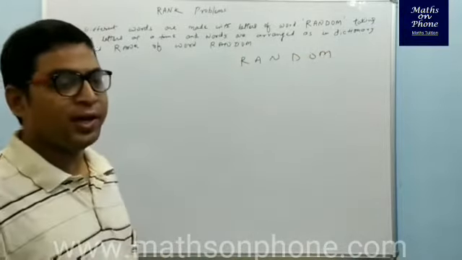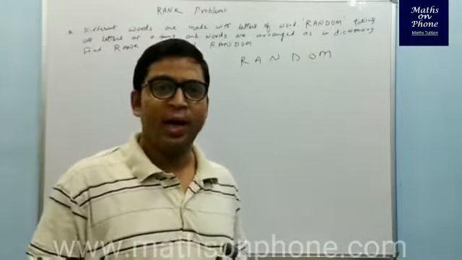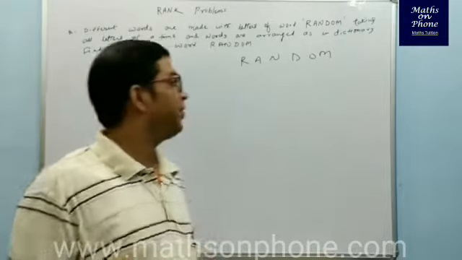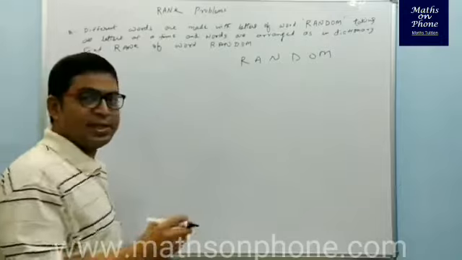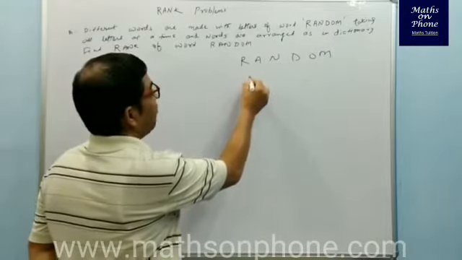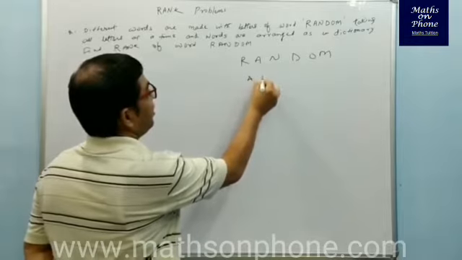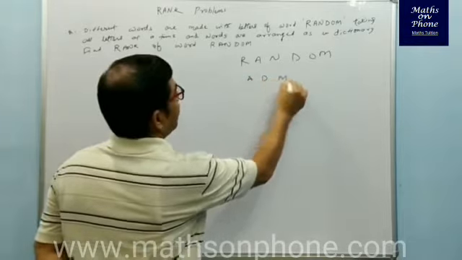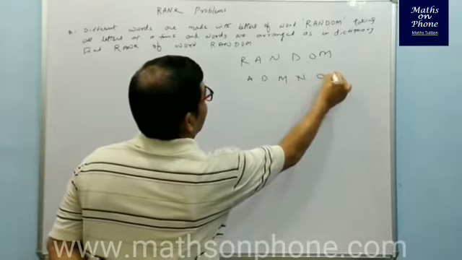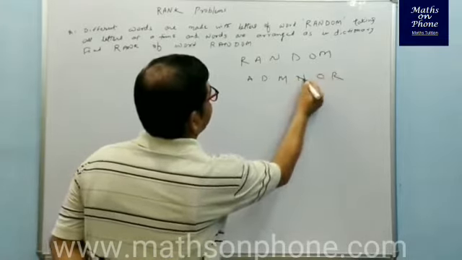I am just giving you a technique. You follow that technique and that will make finding the rank very easy. You arrange these letters alphabetically. Alphabetically, A will come first, then D, then M, then N, then O, and then R.